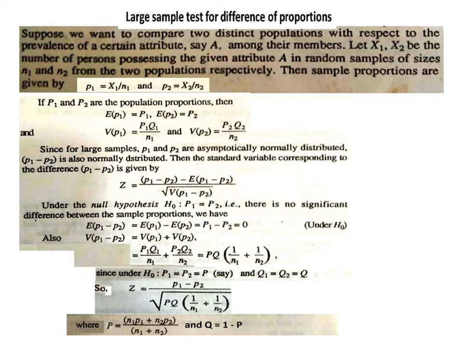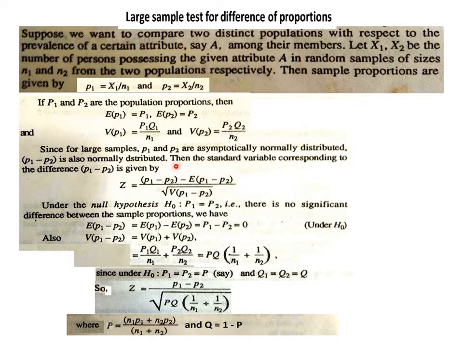Now, since for large samples p1 and p2 are asymptotically normally distributed, as we know, in case of large samples we follow the normal distribution. In fact, in the last lecture we discussed that the binomial distribution tends to the normal distribution for a large sample test for a single proportion. Now, as we have to talk about the difference of proportions, that means the difference of small p1 and p2, so p1 minus p2. As p1 and p2 individually are normally distributed, the difference of two normal distributions is again a normal distribution.